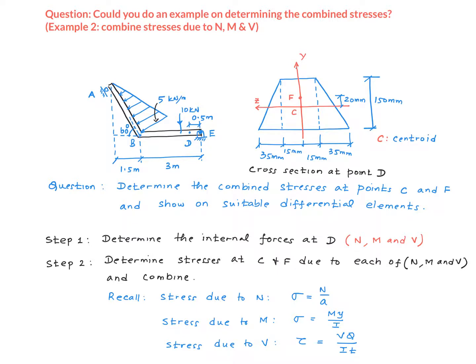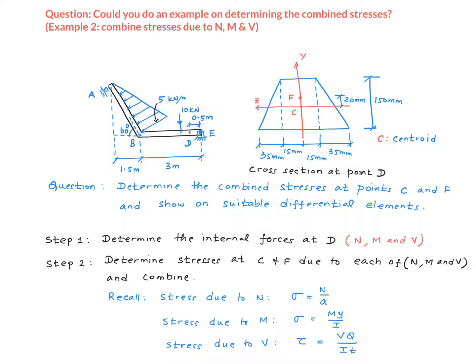In a broader sense, these are the steps. Step 1, determine the internal forces at point D. We're going to find that there's an axial force, bending moment, and a shear force. Step 2, determine the stresses at C and F due to each of these internal forces, N, M, and V, and then we combine them in a suitable manner.